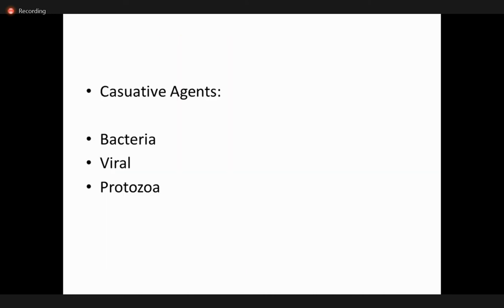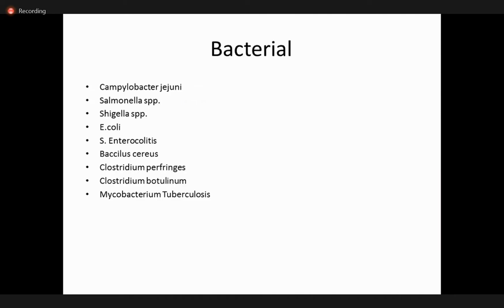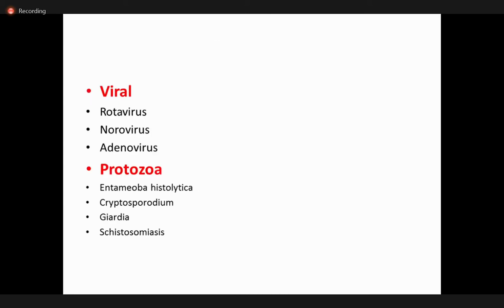Now we are discussing the causative agents. Obviously, we have bacteria, viruses, and protozoa. In bacterial causes, we have lots of bacteria, but I am showing you here the most common causative agents like Campylobacter jejuni, Salmonella species, Shigella, E. coli, Enterocolitica, Bacillus cereus, Clostridium perfringens, Clostridium botulinum, and Mycobacterium tuberculosis. The viral causes are rotavirus, norovirus, and adenoviruses, and protozoa include Entamoeba, Giardia, Cryptosporidium, and schistosomiasis.